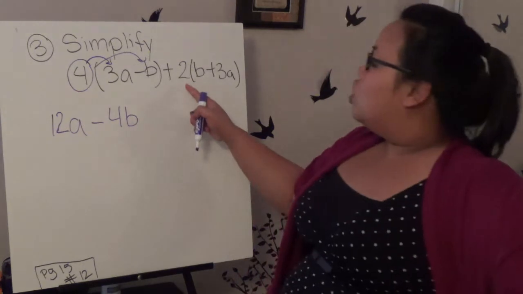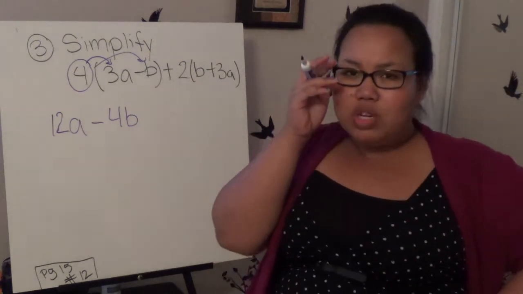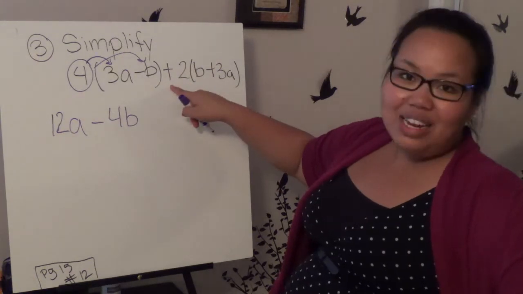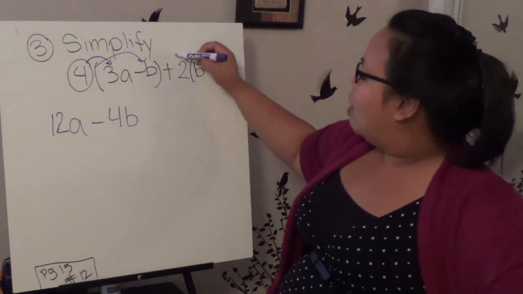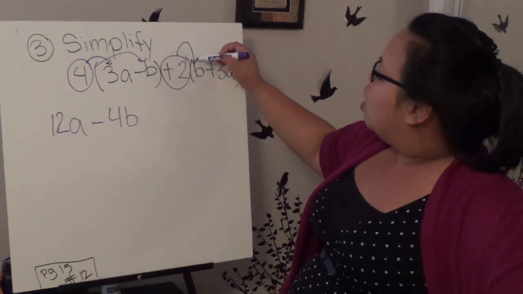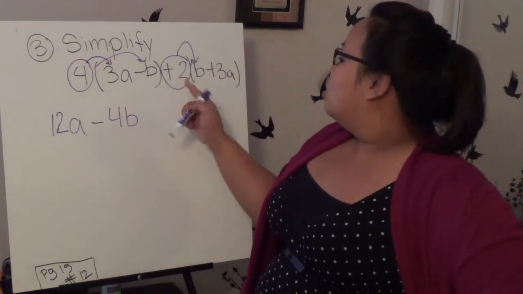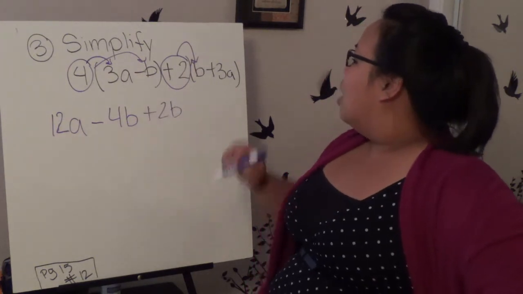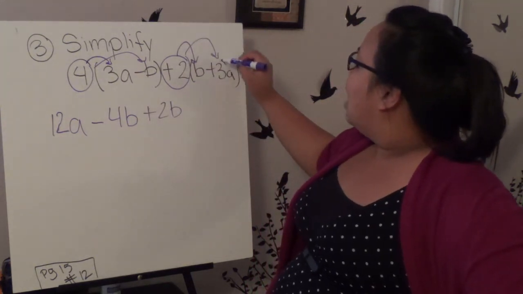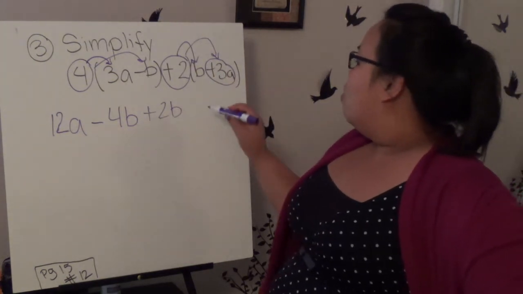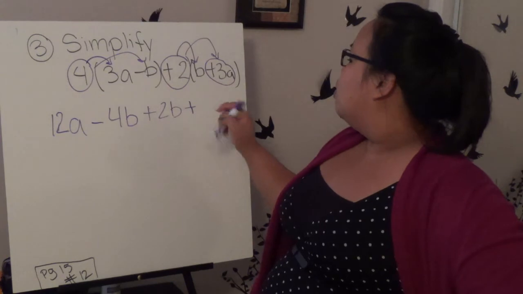And then I have to share this, but please keep in mind that when you distribute, you also have to bring whatever's in front. So if this is a negative, I have to distribute that too. This just so happens to be a positive, but I'm going to bring the whole thing and I'm going to share it with b. So I have positive 2 times b, which gives me 2b. And then I have positive 2 times, and remember you take the sign with it, positive 3a, which gives me positive, so plus 6a.